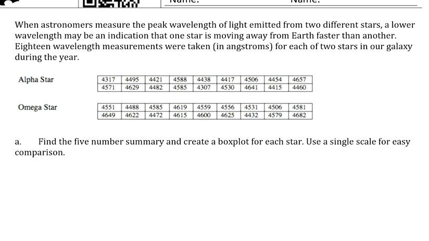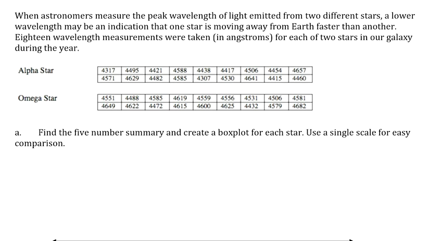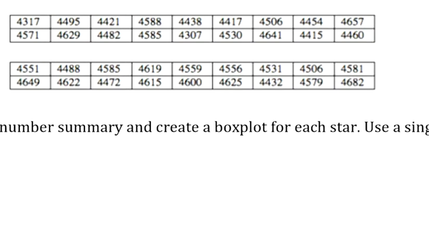So I guess it's kind of an interesting problem to me. It says when astronomers measure peak wavelengths of light emitted from two different stars, a lower wavelength may be an indication that one star is moving away from Earth faster than another. So you've heard maybe about red shifts or blue shifts from an astronomy course. 18 wavelength measurements were taken in angstroms, that's a unit of length, for each of two stars in our galaxy during the year. One's called Alpha Star and the other is called Omega Star. And we'll go ahead and look at these numbers.